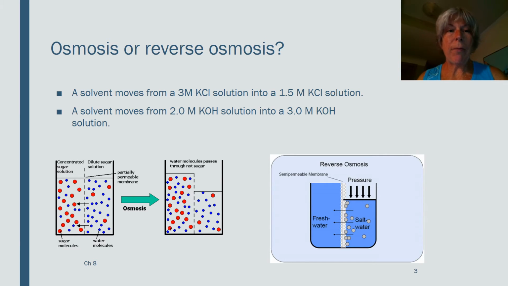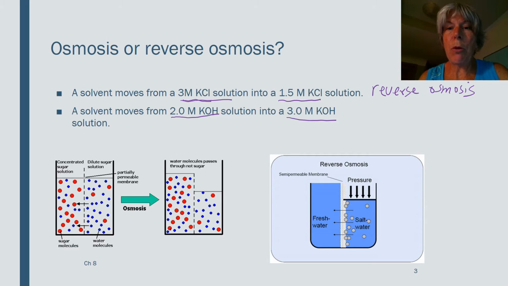Let's look at the first one. When you have a solvent that's moving from a 3 molar potassium chloride solution into a 1.5 molar potassium chloride solution, the solvent is moving from where the solution is more concentrated to less. That would be reverse osmosis. When the solvent's moving from a 2 molar potassium hydroxide solution into a 3 molar potassium hydroxide solution, that would be osmosis. As the water moves through, the concentration of this solution will decrease.